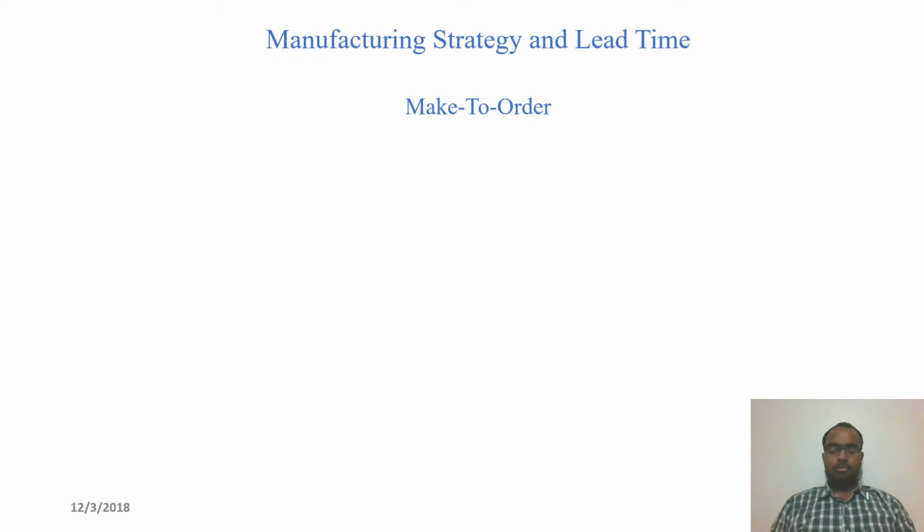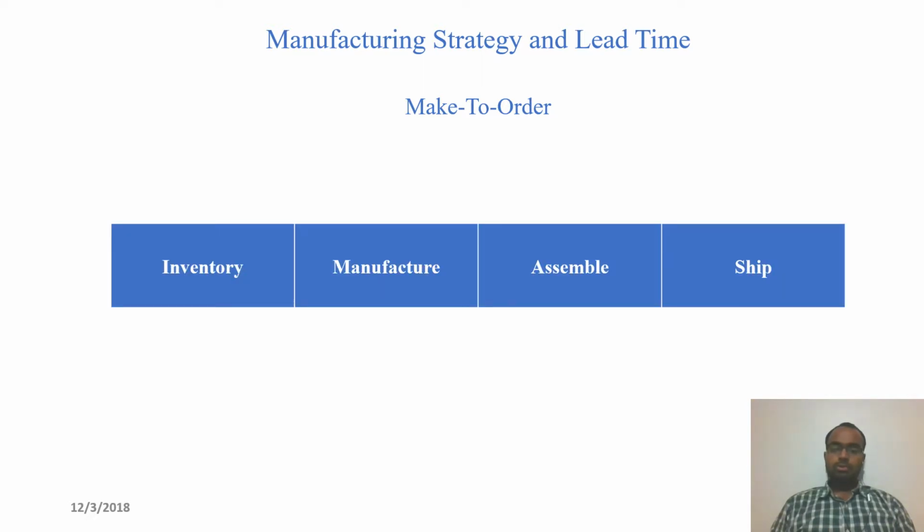The third type of manufacturing strategy is make-to-order strategy. The make-to-order strategy consists of four types of stages such as inventory, manufacture, assemble, and ship. These four stages are similar to the make-to-stock strategy and the assemble-to-order strategy. But you can see there is a rearrangement of the stages. The inventory is the first stage, followed by manufacture, assemble, and then finally the ship stage.